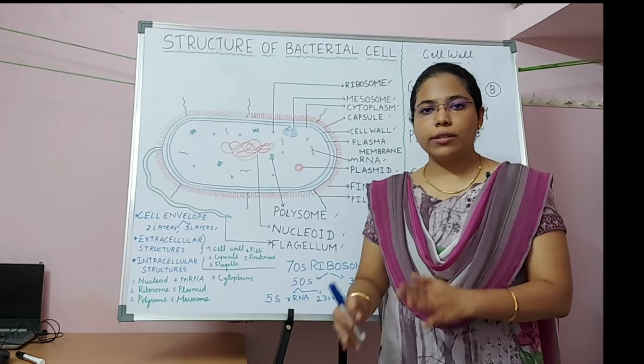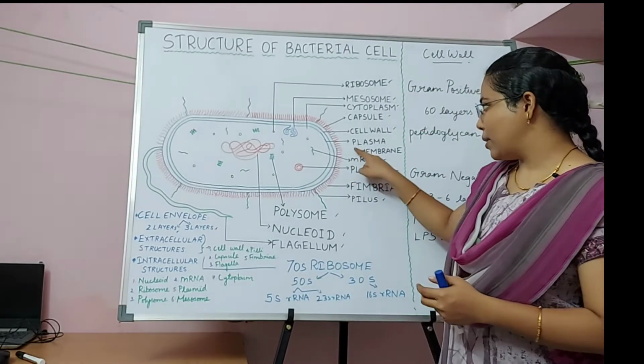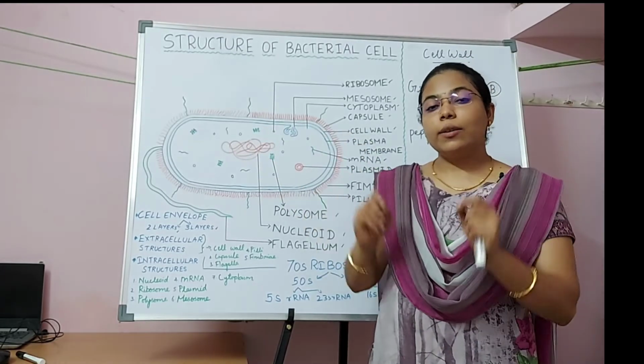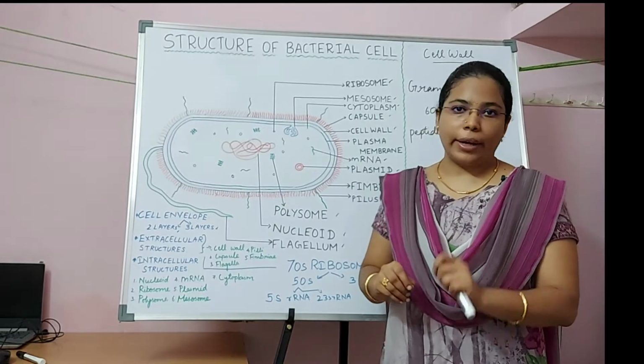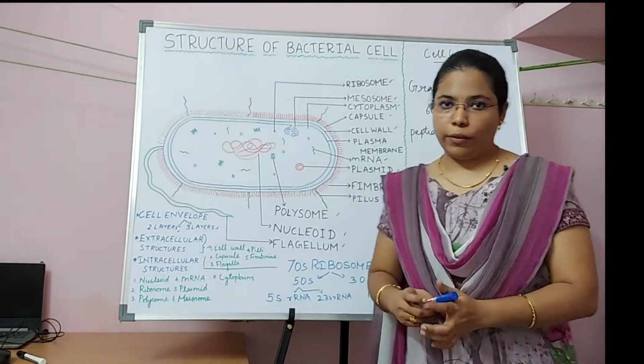And the second topic is cell wall. Cell wall is the rigid layer that is surrounding the plasma membrane. It is present outside the plasma membrane. It is the one that gives the shape to the bacterial cell. It also protects the bacteria from external environment.